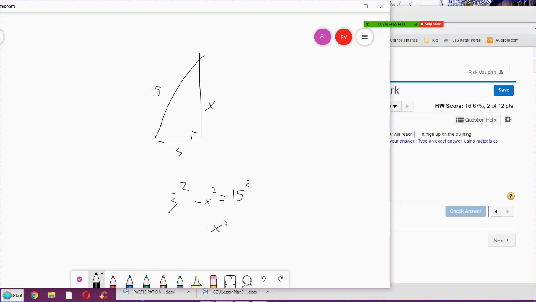So I'm going to take x squared is 15 squared minus 3 squared, which is 9. So x squared is equal to, let's see, 15 squared, what's that, 225, minus 9 is 216. So I'm going to take the square root, and again you'd get plus or minus the square root of 216, but of course it can't be negative because it doesn't make sense in the context of this problem.